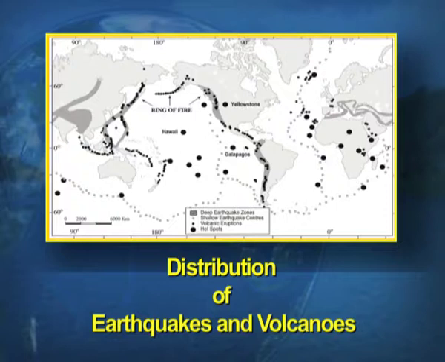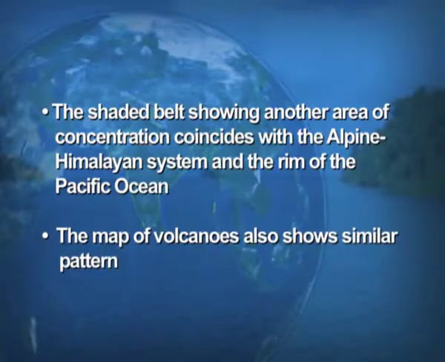Now the shaded belt shows another area of concentration, which coincides with the Alpine Himalayan system and the rim of the Pacific Ocean. The map of volcanoes also shows a similar pattern. Now these features all point towards the distribution of the mid-oceanic ridge, almost coinciding with the shallow earthquake centers in the oceans. It mainly gives an idea that the rim of the Pacific is also the ring of fire, because there are active volcanoes in this region.